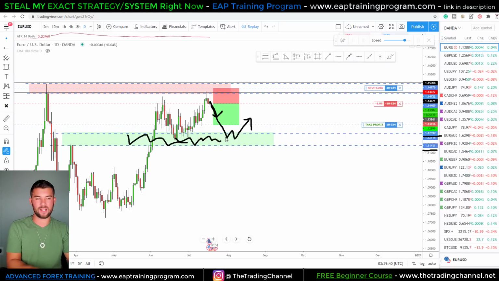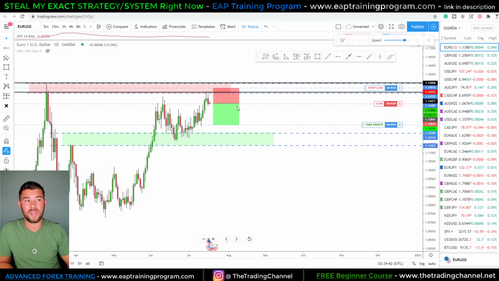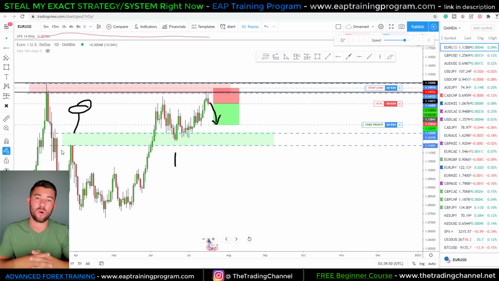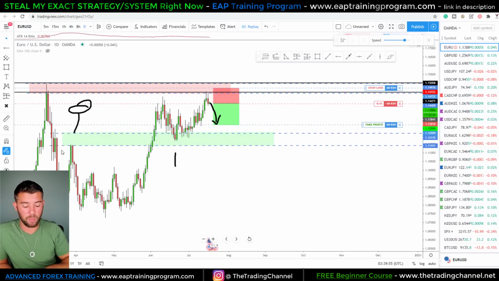Now, why am I looking at this area? Again, it's the next level of support that if this market falls, it will hit. Not only that, it's also been tested multiple times in the past. That makes it a very powerful and a major level of support, and that is the reason I'll be looking at this level for possible trades.